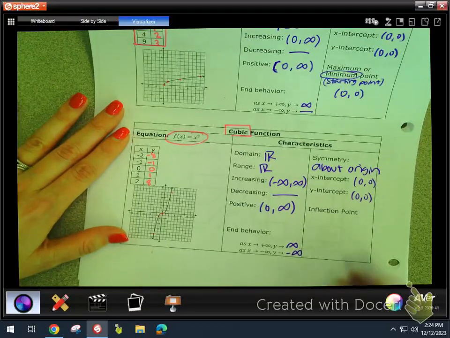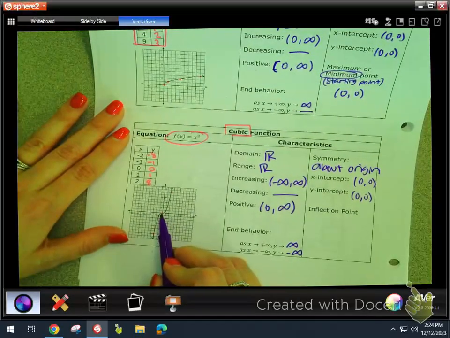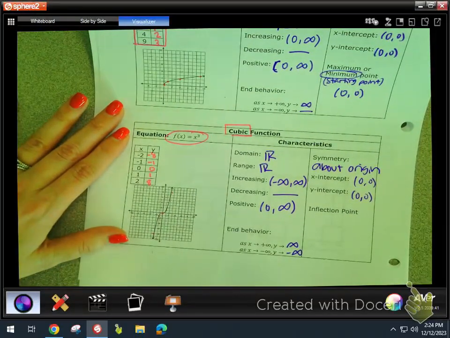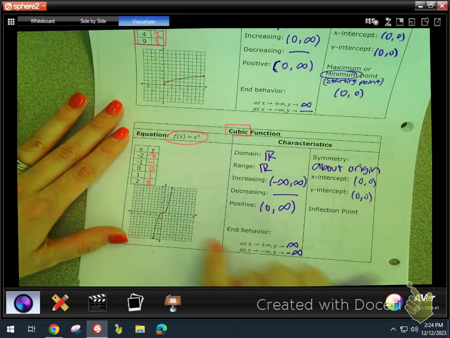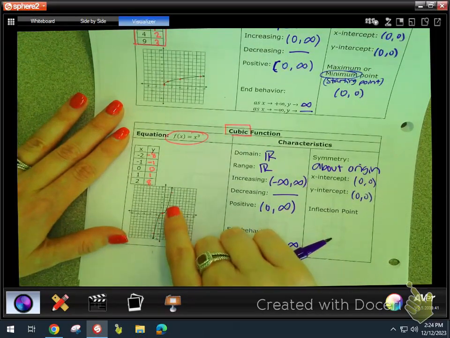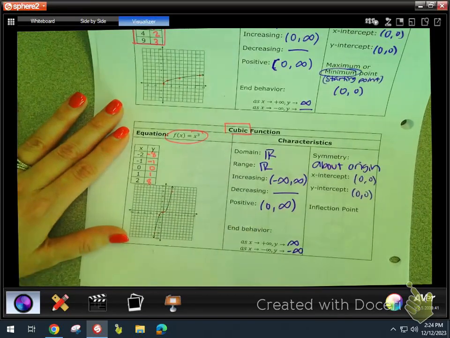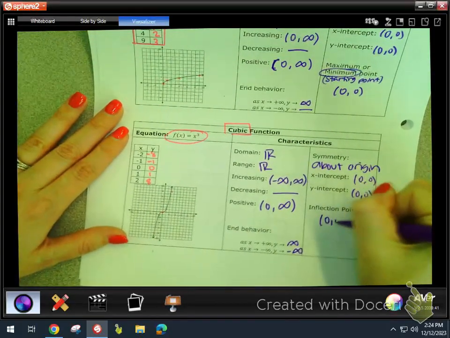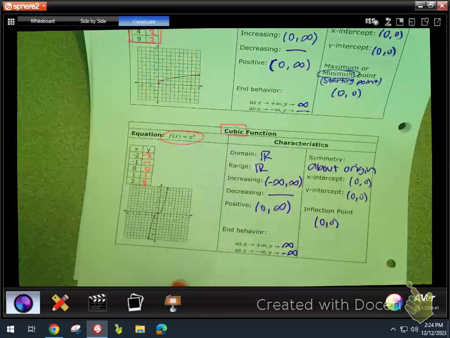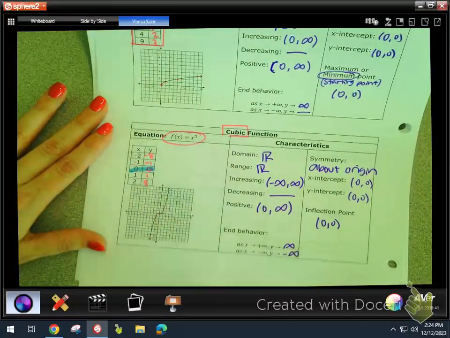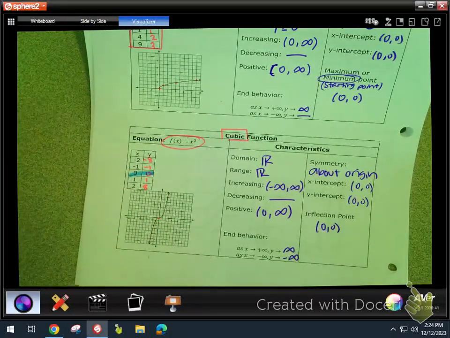And then we also have our inflection point. So you'll see the inflection point is where you kind of have that little squiggle through it, a little bit of a concavity change right here, that little twist. That's your inflection point. And again, that is the point 0, 0, or however that point changes. And that's what your symmetry is really about in there. Okay?